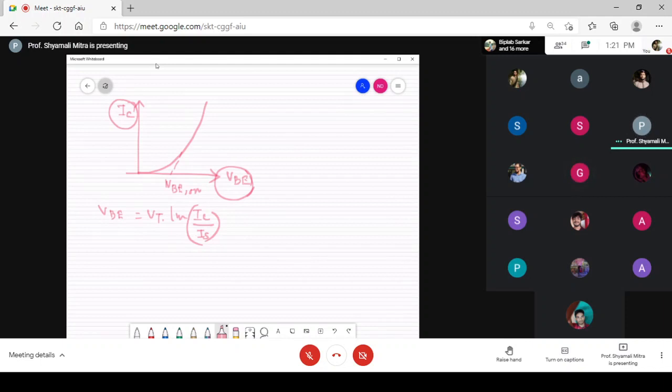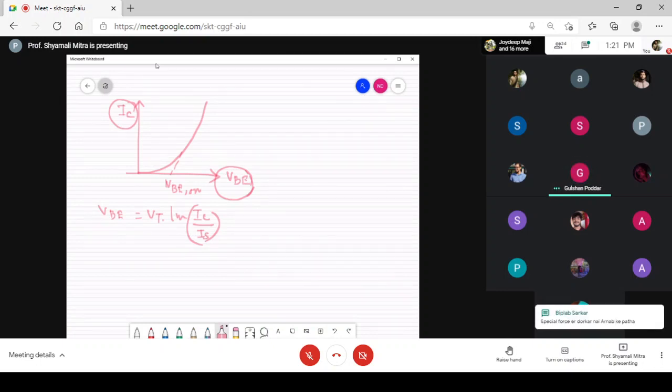No, ma'am. Why? If we make it thinner, then the junction one's electric field will interact with the junction two's electric field, and if that happens, it won't be able to respond. And J1 and J2 will overlap. Yes, yes.